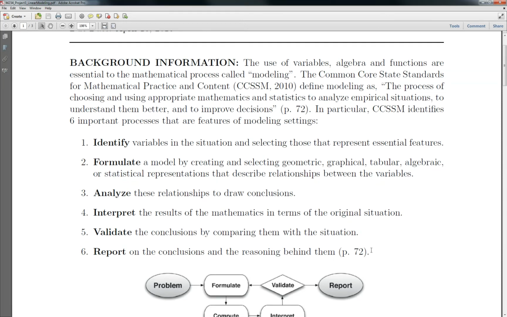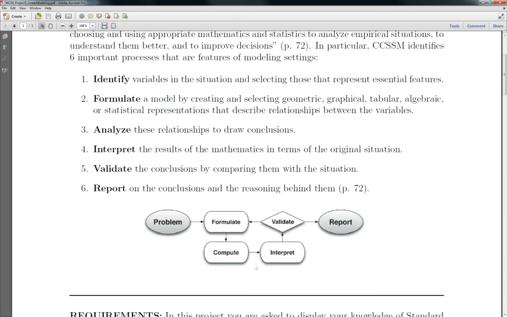So again, this is on page 72 of the Common Core, where you'll also find this little diagram. I'm not a big fan of the diagram, but the idea is that it's supposed to be a process diagram from problem to report. So you have some problem in the real world, you formulate a model, you do some computations and some analysis, and then you try to interpret the results of that model and its analysis. And then you ask yourself, does the model make sense? Is it valid? If it's not valid, then you go back to the formulation process and repeat the cycle. If it is valid, then go ahead and report the results of your modeling activity.